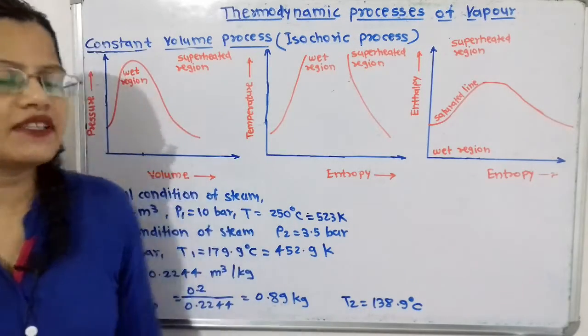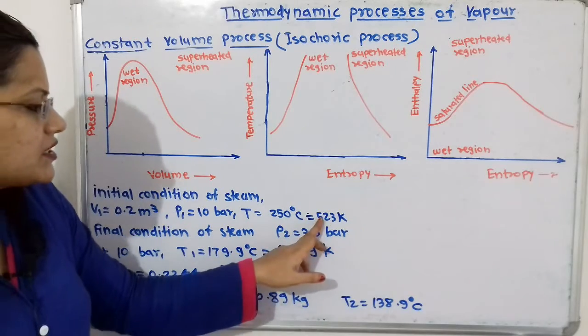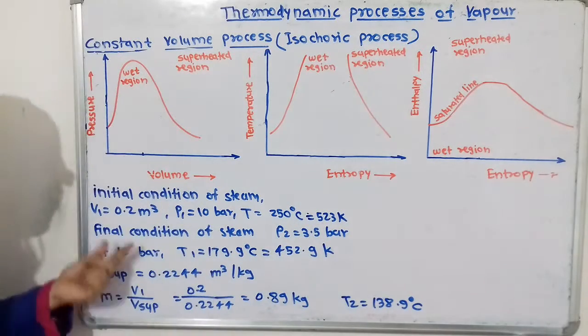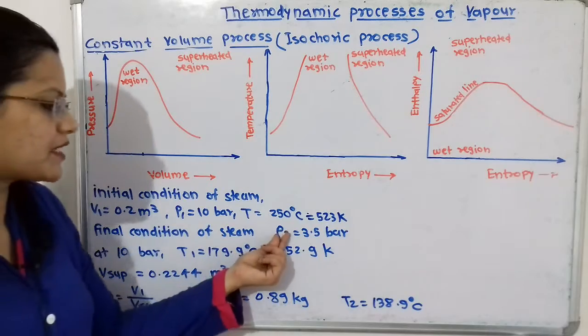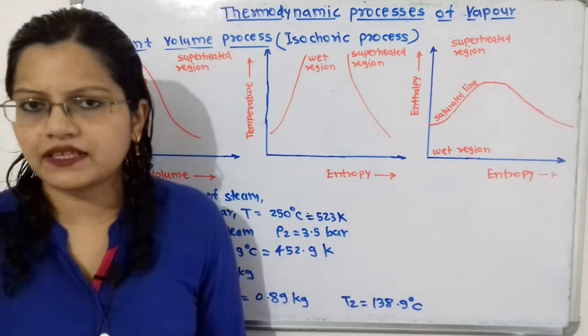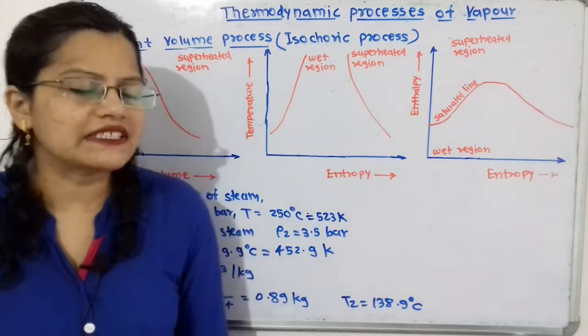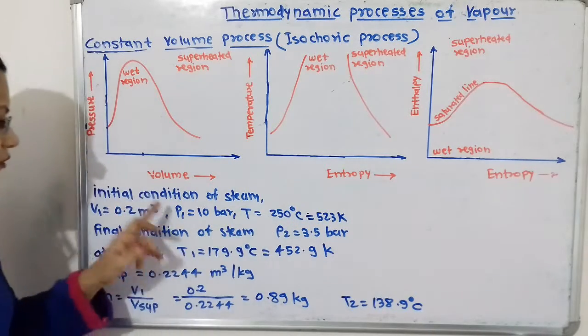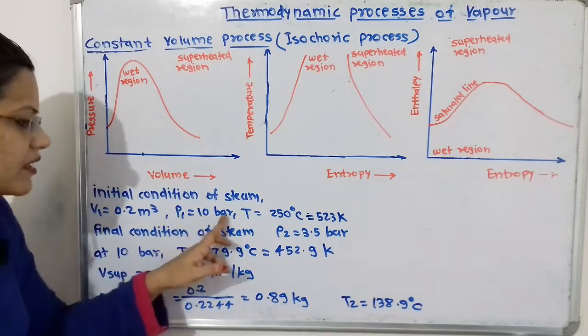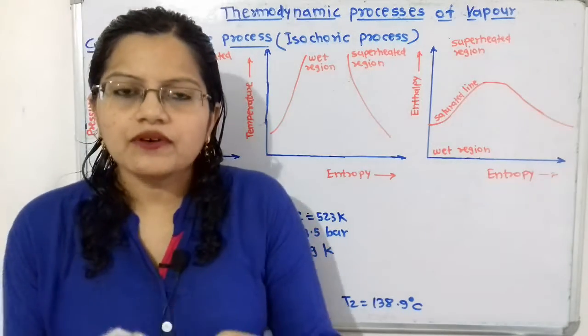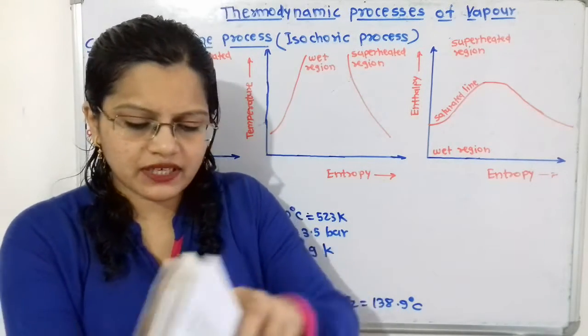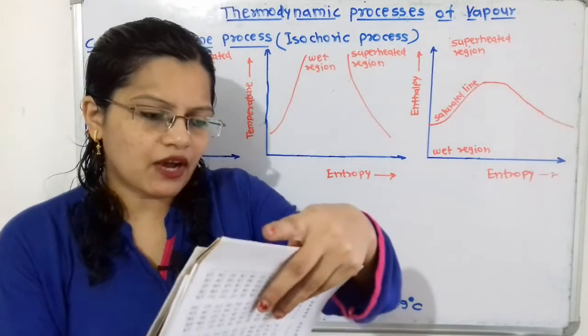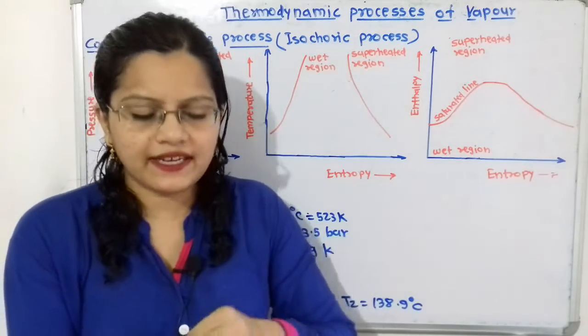So we will convert this temperature to Kelvin, that is 523 Kelvin. Now the final condition of steam, that is pressure P2 = 3.5 bar, is given. Now let us decide this temperature. What is the temperature for this pressure P1, 10 bar? Now we will refer to the pressure table and find out what is the temperature at 10 bar.